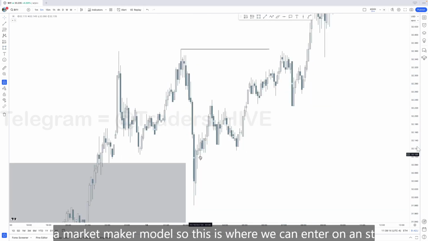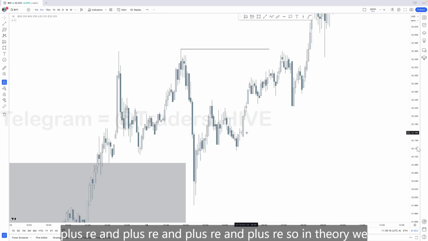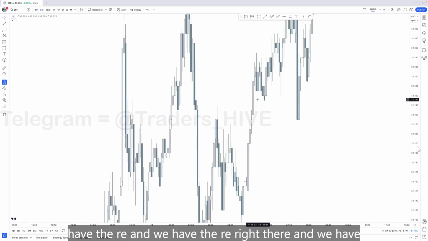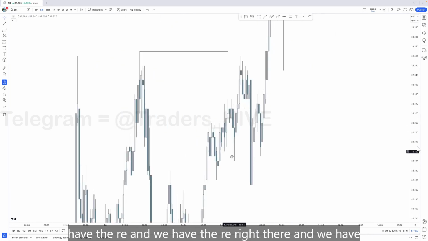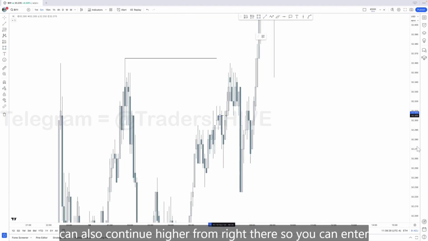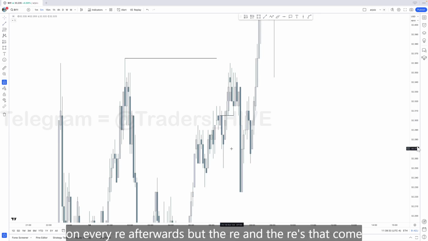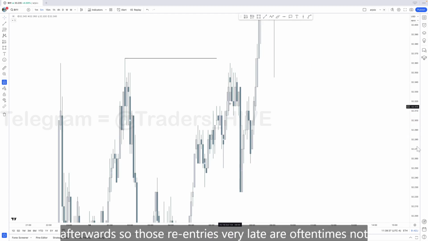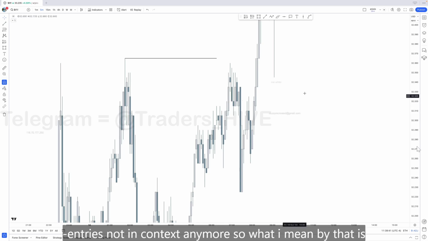So this is where we can enter on an ST plus a re, plus a re, plus a re, and plus a re. So in theory, we have the re and we have the re right there, and we have another re sitting right there as well. So this re is what we can also continue higher from right there. So you can enter on every re afterwards, but the re-entries that come very late are oftentimes not in context anymore.